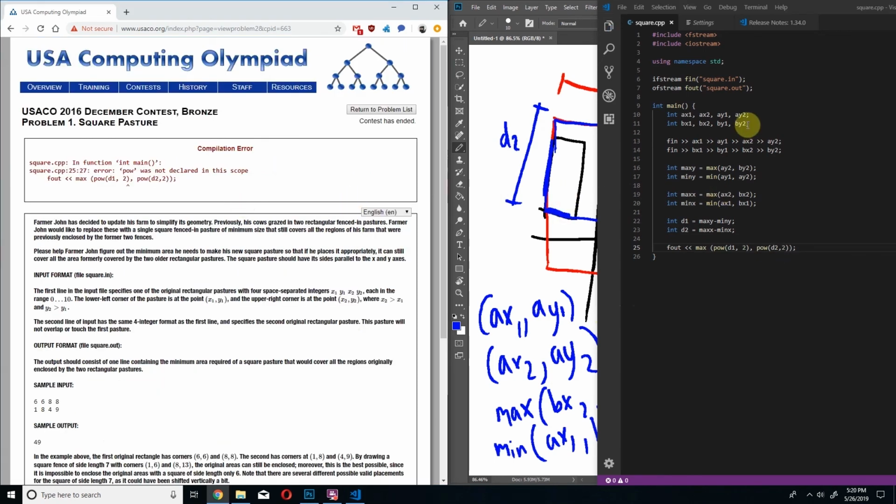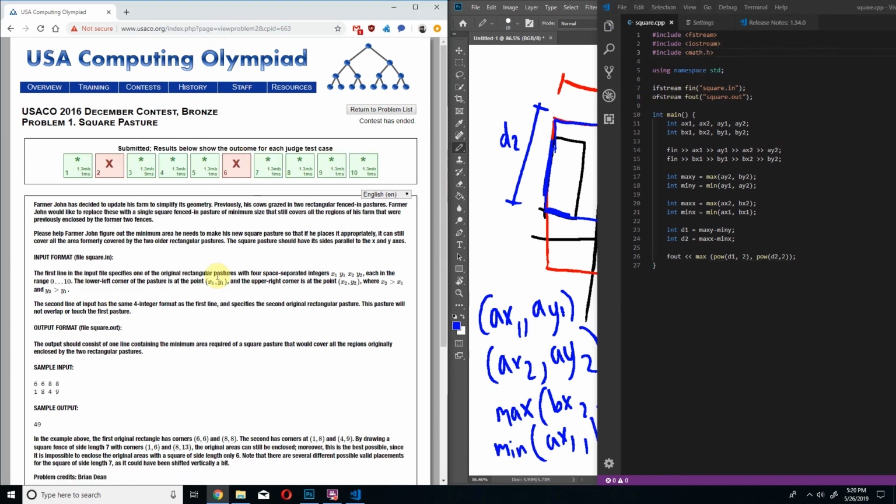When I put it into the grader, it showed me that I forgot to include math.h, so let's do that real quick. And we're still messing up on two test cases. Let's see. Oh, unfortunately, I typed this one wrong. Bam, okay. First problem done.